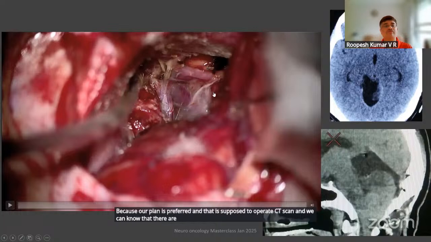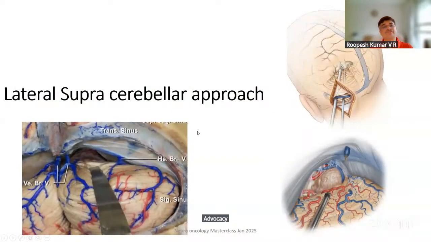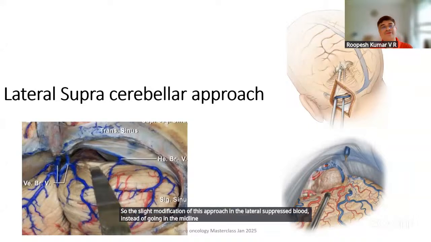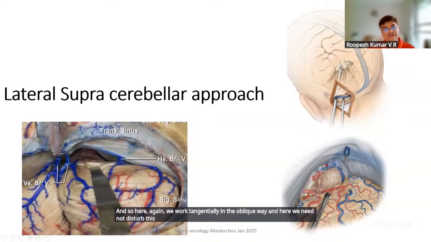We can see that the whole venous structures are in place. So the slight modification of this approach is the lateral supracerebellar, instead of going in the midline, sometimes we need. I think Professor Goyal sir has published this work on the lateral supracerebellar approach. So here, again, we work tangentially in the oblique way. And here we need not disturb the precentral cerebellar vein because we can work anterior to that. And this is going to be the corridor.